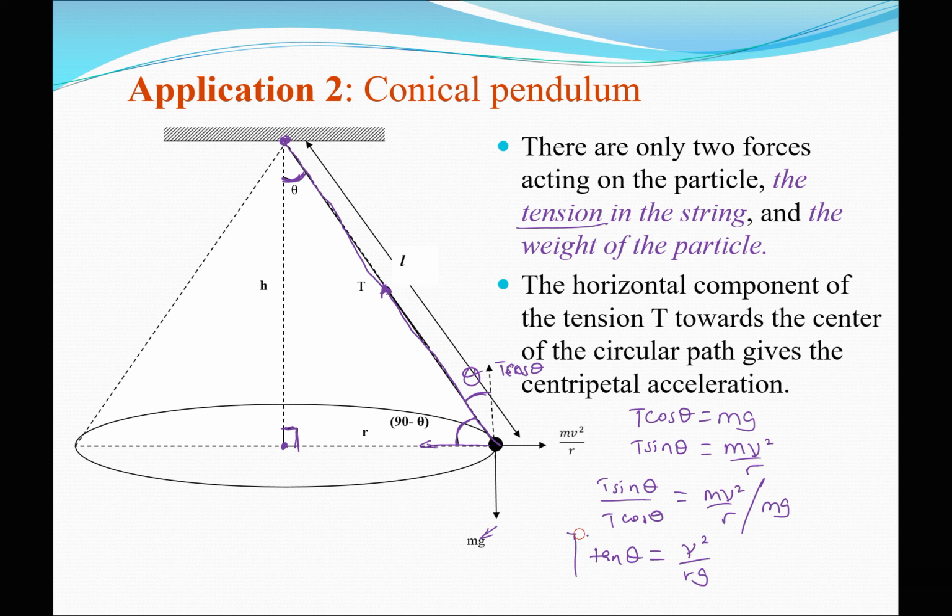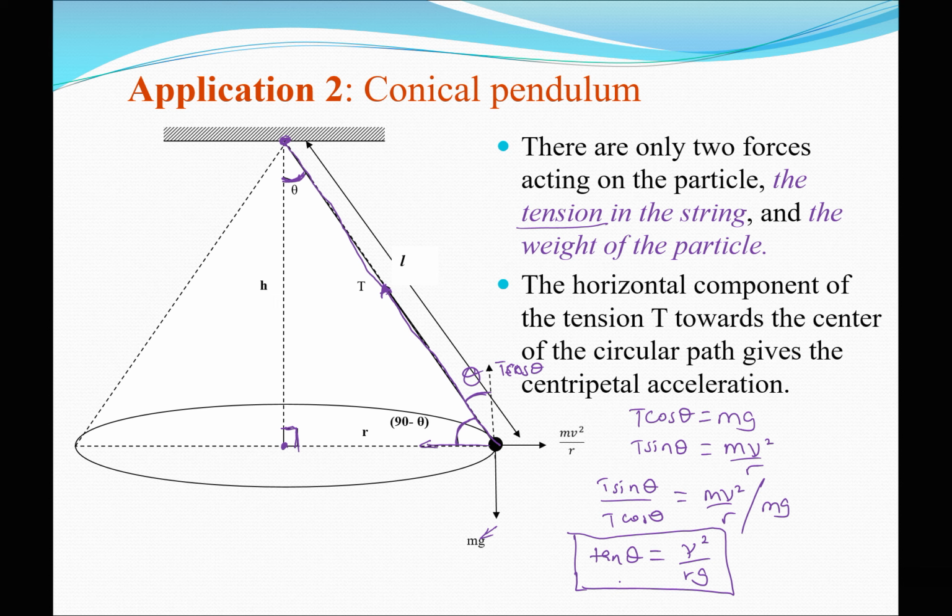So it means the relationship between the angle from the vertical, the linear speed, and the radius of the circular path is tan theta is equal to v squared over r g. Of course, you don't need to cram this expression here. If you have some basics of mathematics, you can always derive these expressions.